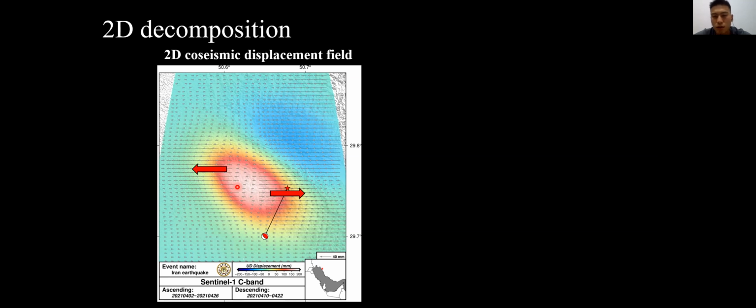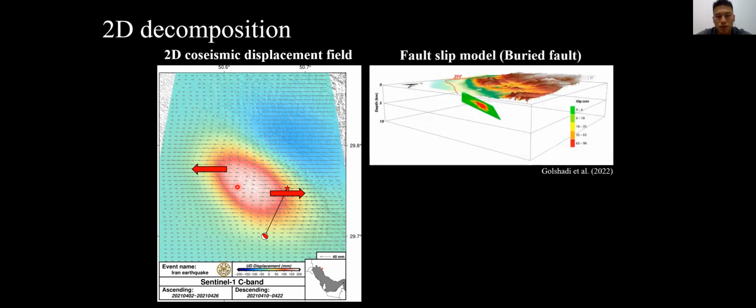There is one paper that is investigating this earthquake, and it has a simple inversion fault slip model, and the fault slip is inferred as a buried fault like this, buried beneath 1 or 2 kilometers, dipping deep into the northeast.